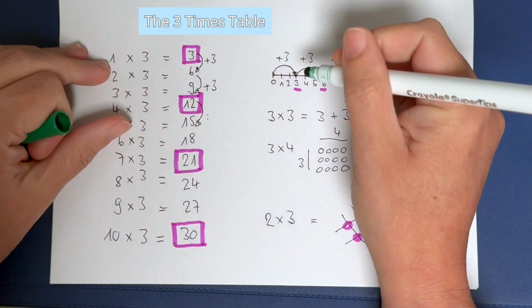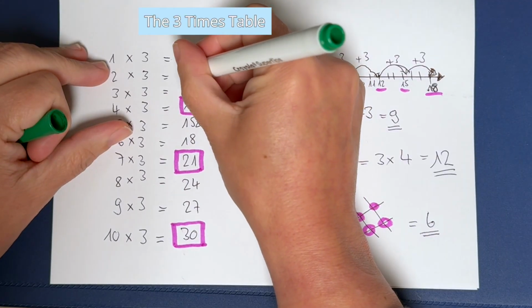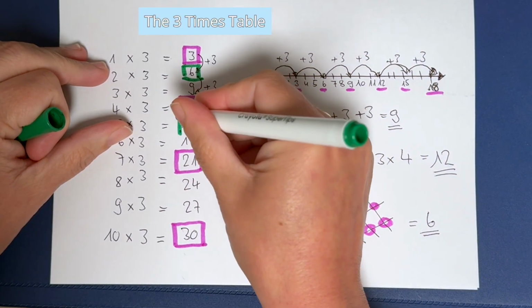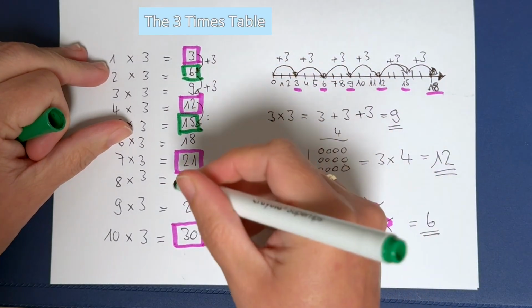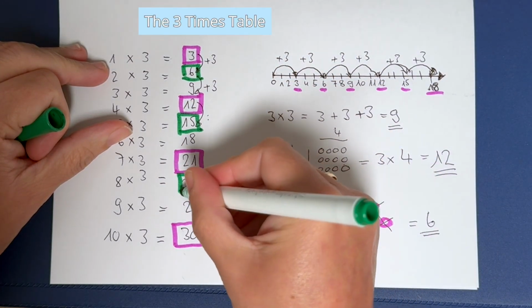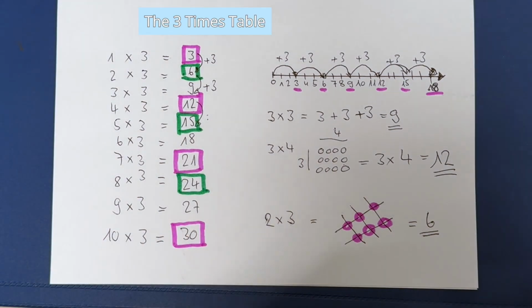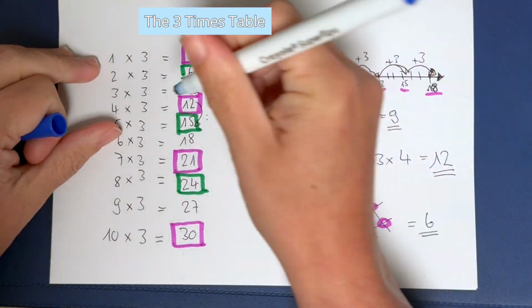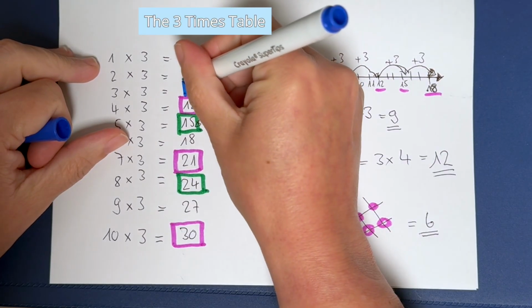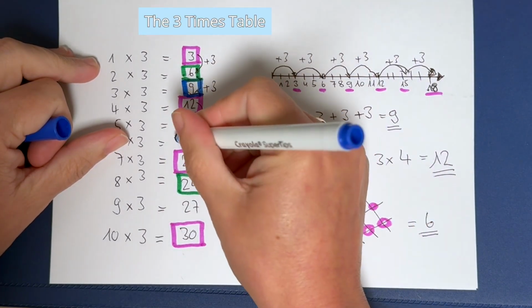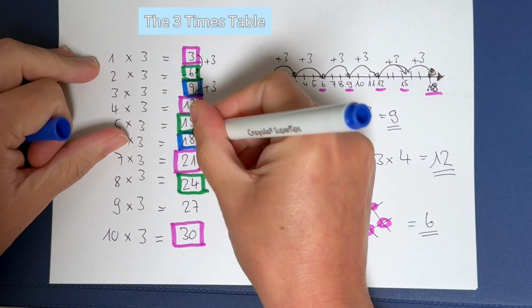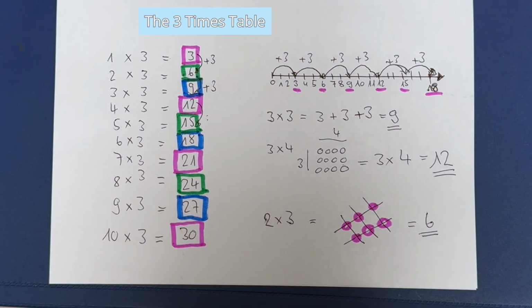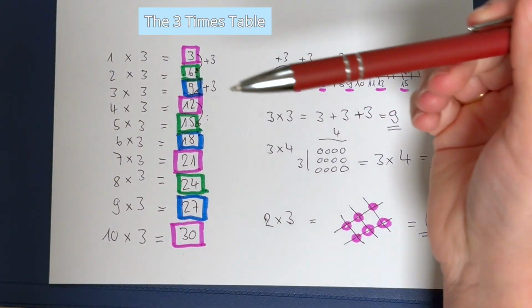We can do the same with 6. 6, 15, and 24. And of course, it also works with 9. 9, 18, and 27. That is a funny pattern.